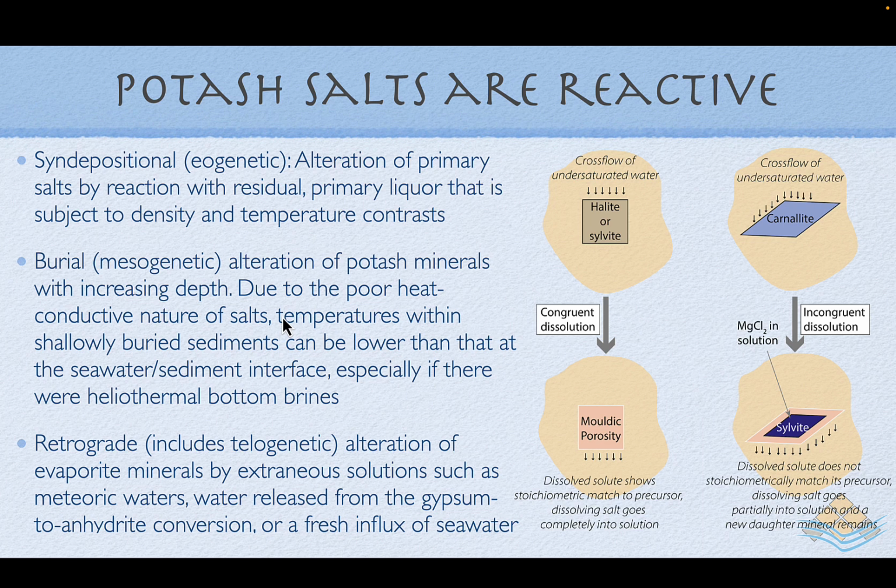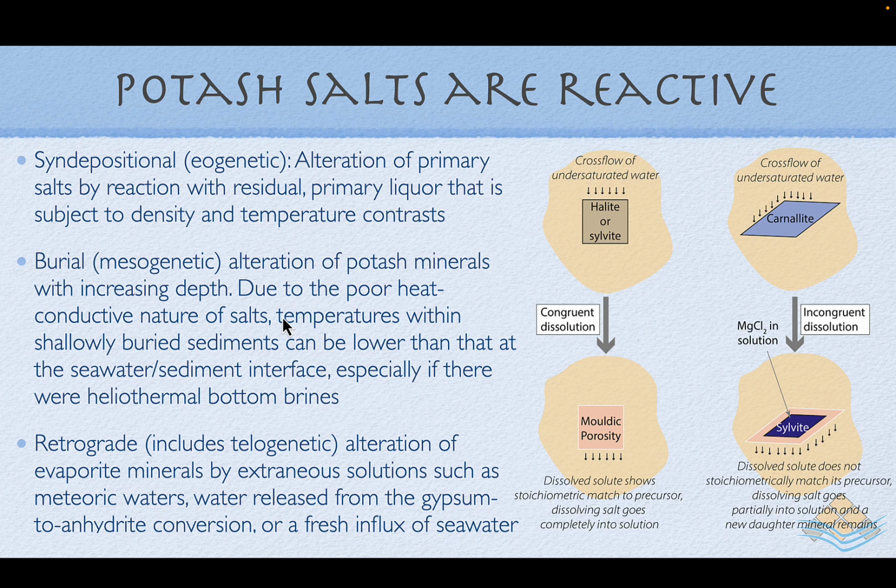With incongruent alteration, or dissolution, reprecipitation, the dissolved solute does not stoichiometrically match its precursor. What we see is a salt going into partial dissolution, and we leave behind a new daughter product. In this case, it's carnallite. Remember, that's potassium magnesium chloride hydrated. We're losing the magnesium chloride and the water, and we are leaving behind as an incongruent product the sylvite. Whereas halite, which tends to dissolve via congruent dissolution, as does sylvite, we basically have complete leaching of that product. We leave behind moldic porosity, which can then be filled by a later mineral phase.